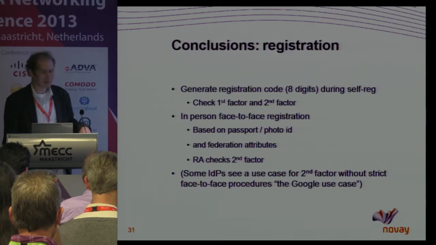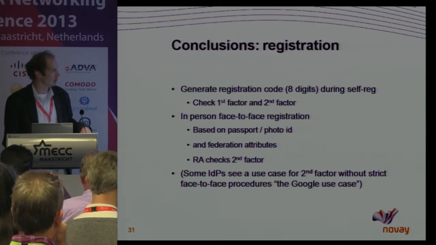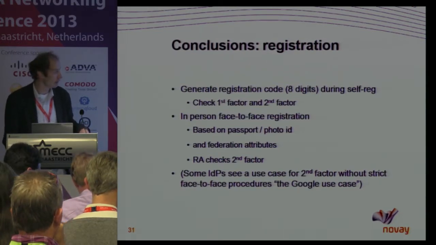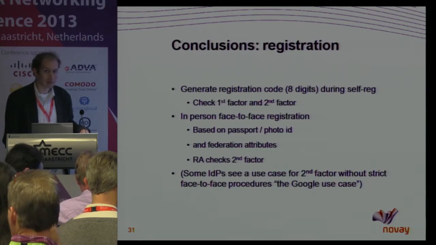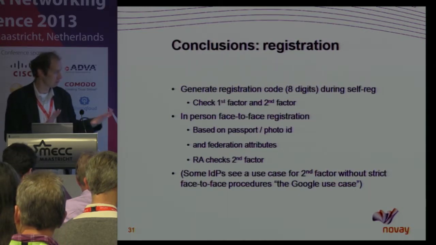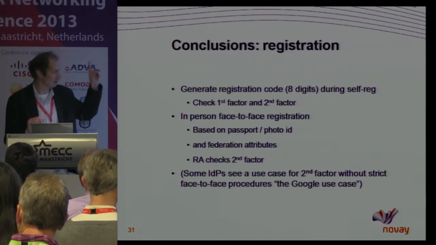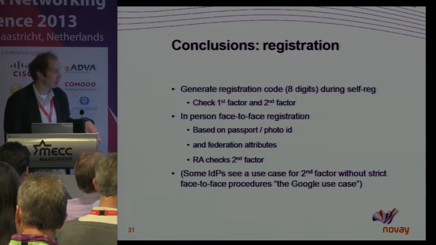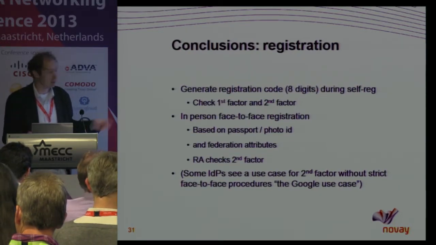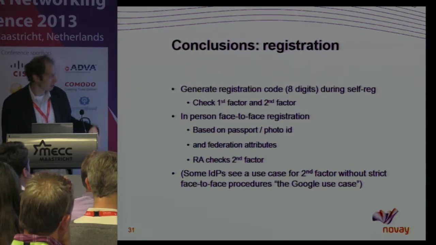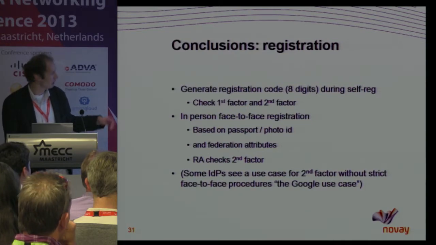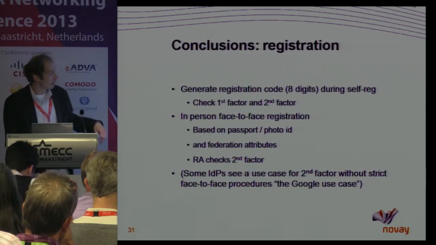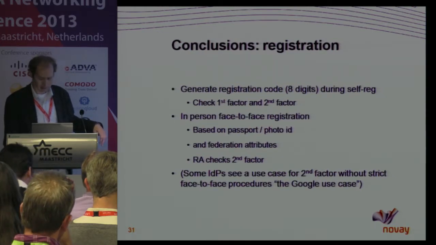So it's important to do face-to-face, in-person registration, based on a government-issued photo ID, and also based on federation attributes. Okay, so the registration authority should make sure that this matches, that the attributes provided by the IDP and the attributes provided by your passport match, and that you yourself match biometrically with your passport photo. And the registration authority should check that the second factor is controlled by the user.